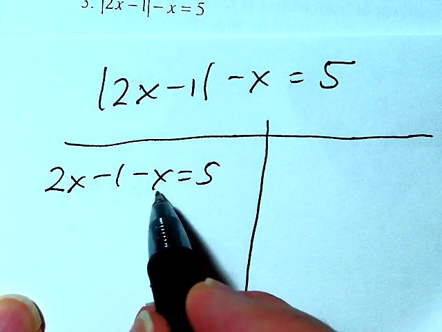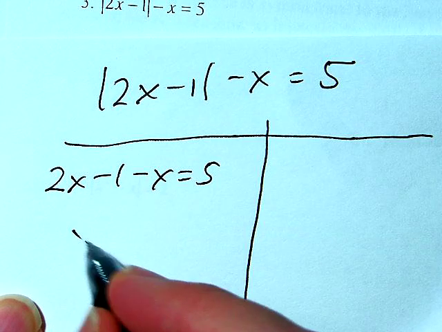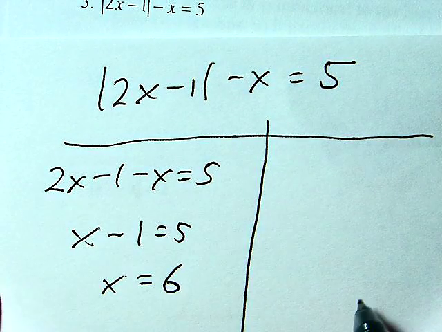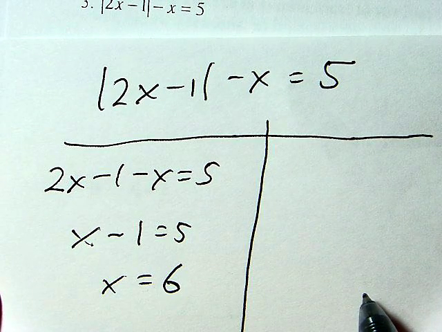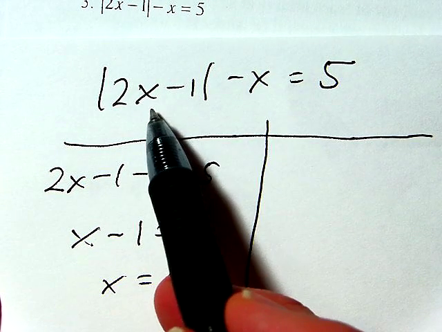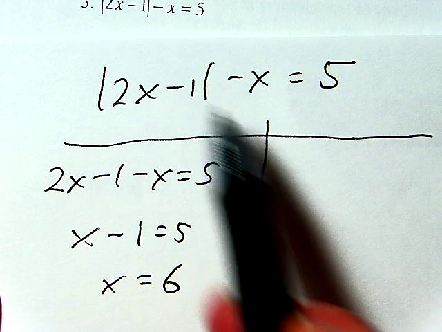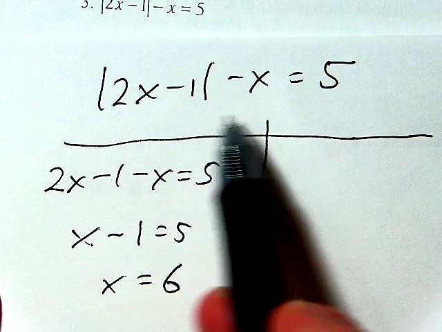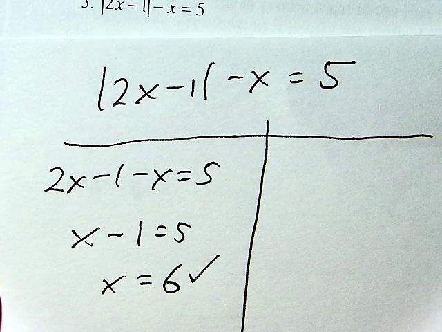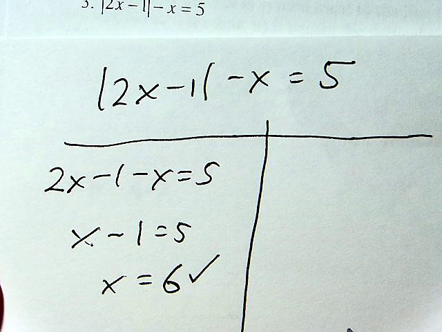Well, 2x minus x is x. So we have x minus 1 equals 5, or x equals 6. Let's take a look. Does that work? Well, x equals 6. 2 times 6 is 12. Minus 1 is 11. Minus 6, well, 11 minus 6 is equal to 5. So that does work. You should plug it in, make sure that you agree.